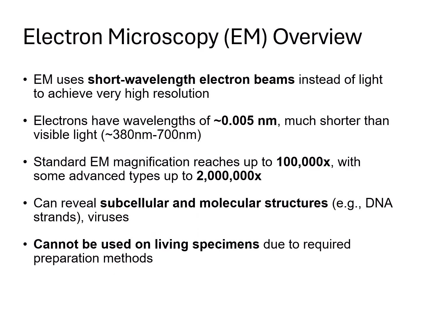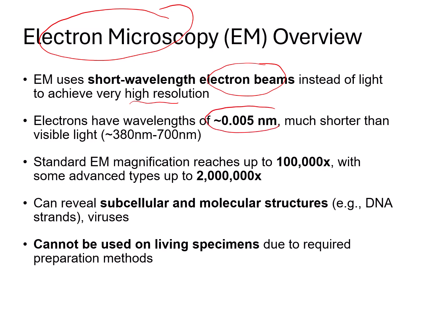Now we're going to switch gears and look at electron microscopy. This is not a type of light microscope because we're going to be using short wavelength, high energy electron beams instead of light. This allows us to get extremely high resolution. Remember that electrons have very small wavelengths, up to about 0.005 nanometers compared to visible light, which was about 380 to 700 nanometers. So that means it's much shorter wavelength, much higher energy.